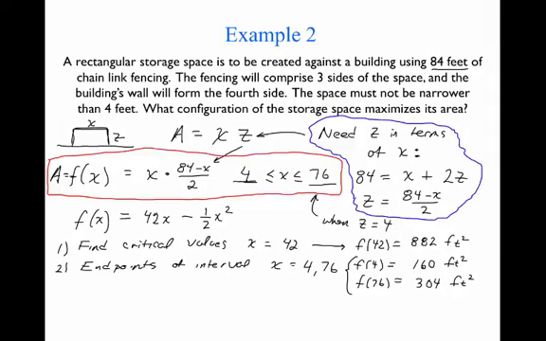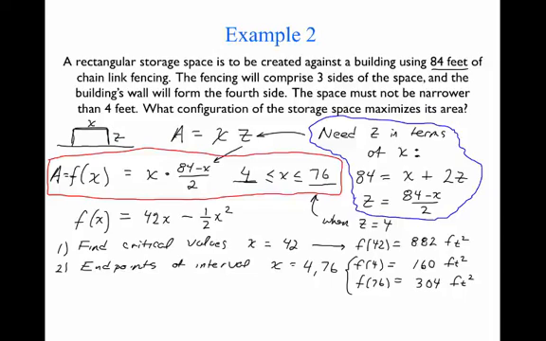Okay, so you should have got that the critical value was 42. One critical value of 42. Your endpoints are 4 and 76. If you find the area when x is 42, use the function. The function tells you what the area is when you're at your critical value of 42. You should have gotten 882 feet squared. And then at your endpoints, f of 4 and f of 76, we're finding the areas for these extreme cases. The area when x is 4 is 160 feet squared. When x is 76, 304 feet squared. Some of you got that far. Agreement? Good. Okay?